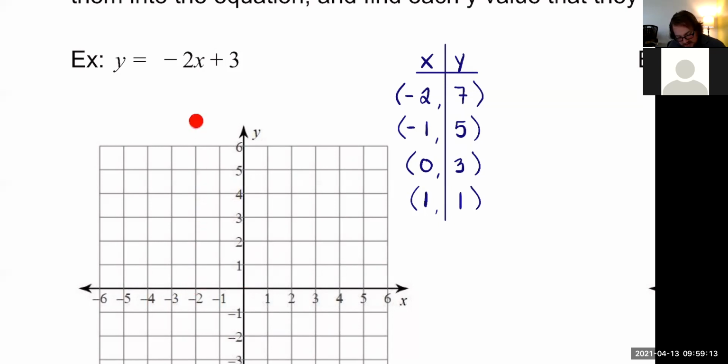Yes. Left 2, up 7. It's somewhere right around here. And if you want to put a very light point there just to see if it fits with all the others, that's fine too. But I'm going to move to the next one that should hopefully fit on my graph, which is -1, 5. Where's that one? To the left 1 and up 5. So 1 unit to the left, 5 units up.